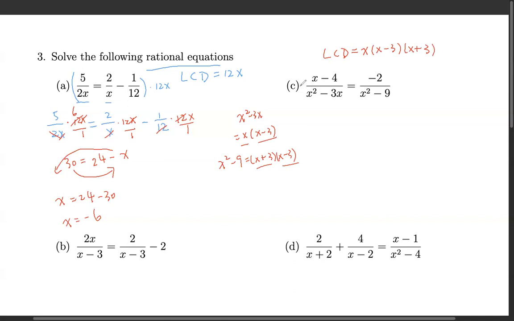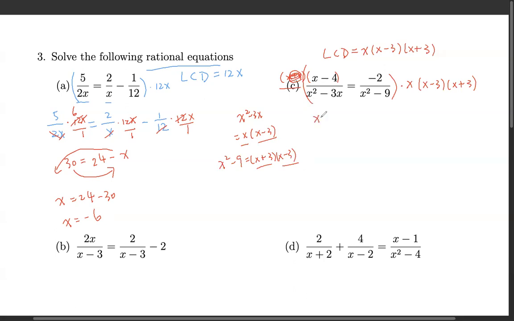This denominator, x squared minus 3x, is x times x minus 3. So I need to multiply by x plus 3 to make it... Oh no, I'm not going to do that, I'm not adding. So what do I do? I multiply both sides by the least common denominator, x times x minus 3 times x plus 3. Because I have an equation, right? I'm not working with expressions, I'm working with equations. So I can multiply every term by the least common denominator.